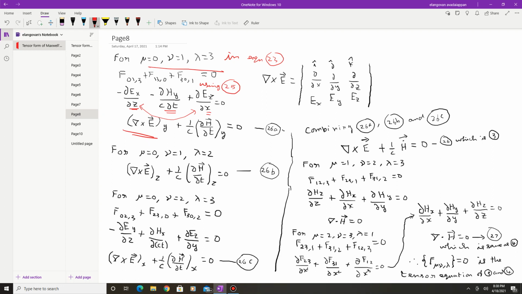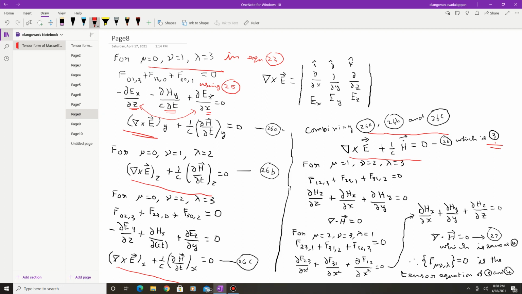If you put mu is equal to 0, mu is equal to 1, lambda is equal to 3, you will get the z component of this vector. And if you put mu is equal to 0, mu is equal to 2, lambda is equal to 3, then you will get the x component. So the x, y, z components can be determined. So you combine equations 26a, 26b, 26c, you will get this curl E plus 1 by c H dot is equal to 0, which is Maxwell's equation 3.